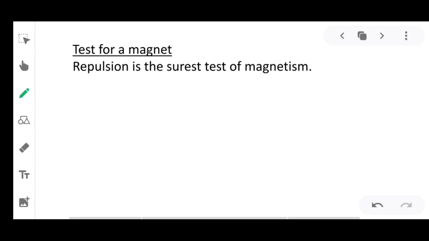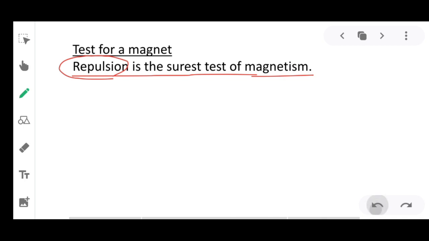Next, test for a magnet. So repulsion is the surest test of magnetism. Okay, but why repulsion? Why not attraction? Because a magnet attracts other magnets, and other magnetic materials also. But why is repulsion the surest test of magnetism?